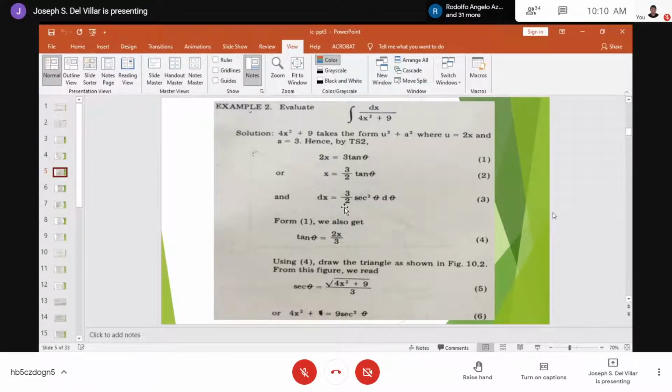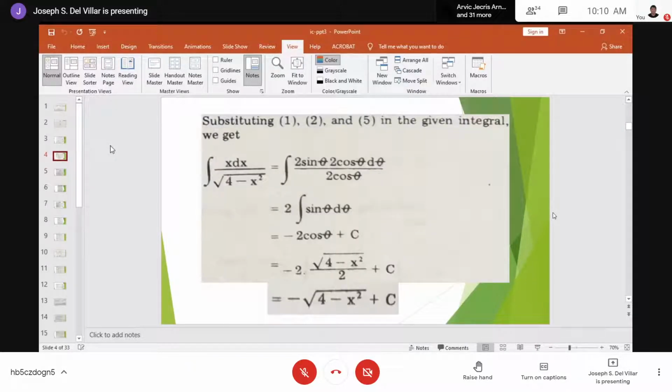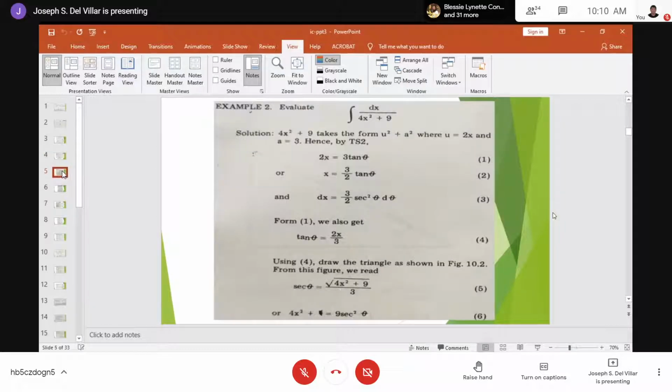So, what is dx? Ito siya. 3 halves secant squared theta d theta. So, how are you going to represent 4x squared plus 9? Kasi dapat in terms of theta na siya. Kasi yung dx, ito siya. 3 halves secant squared theta d theta. So, yung 4x squared plus 9, how are you going to substitute that? Four x squared plus 9.